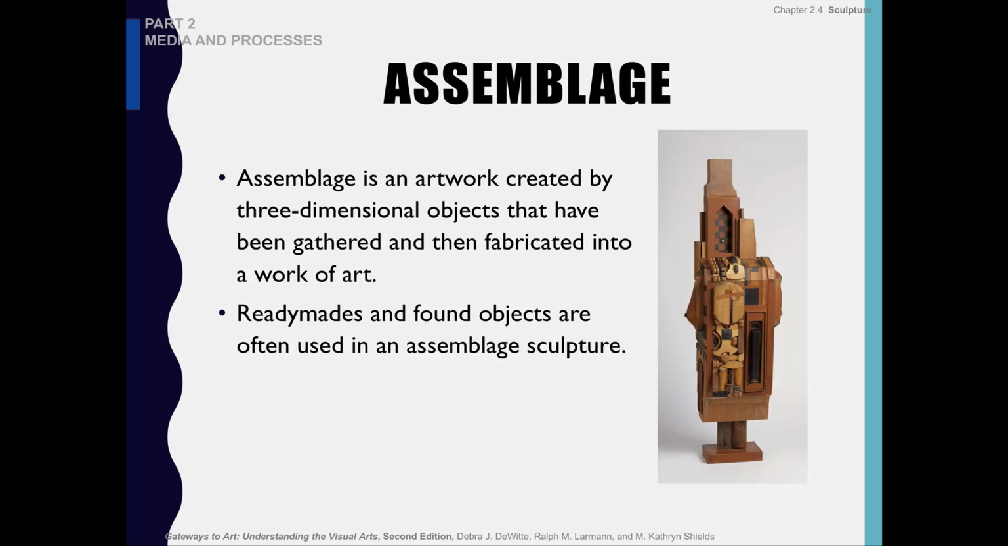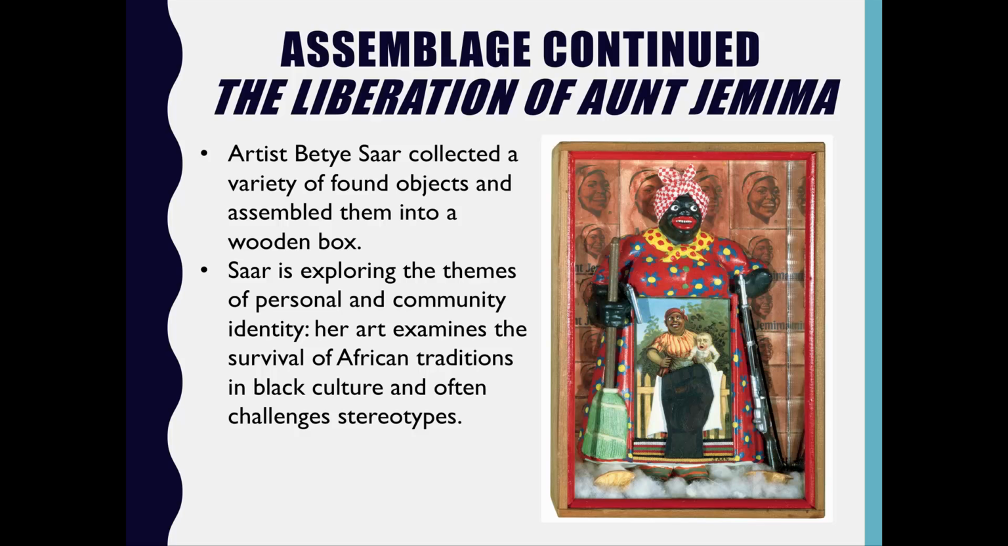An assemblage is a sculpture that takes different objects and assembles them together. It's usually always three-dimensional. Ready-mades and found objects are usually used in an assemblage technique. Here's one from your book, The Liberation of Aunt Jemima. The artist here has collected various objects. We'll get into that in just a minute. But in this one, she's exploring themes that are personal and of community identity, and her art examines the survival of African traditions and challenges stereotypes.